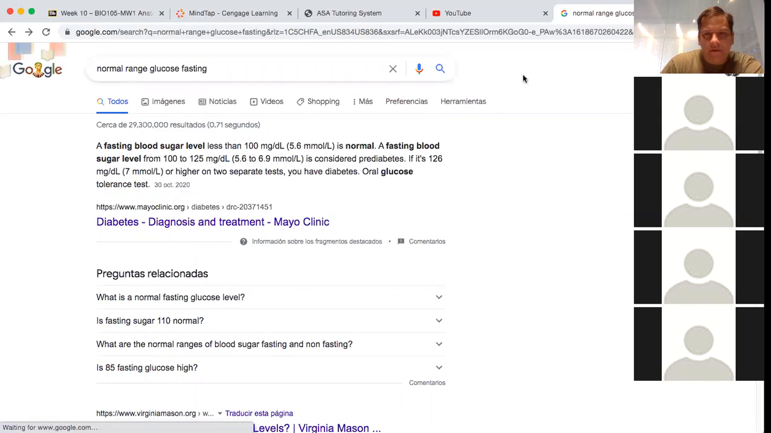I couldn't find the range in Google. That's so weird. Normal range.